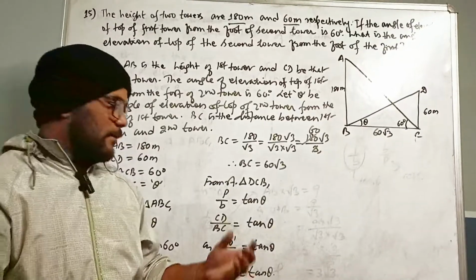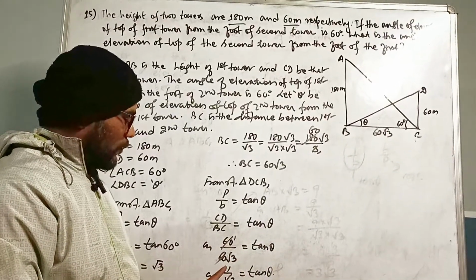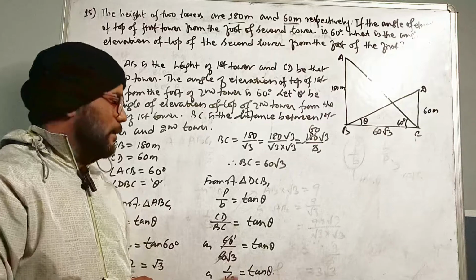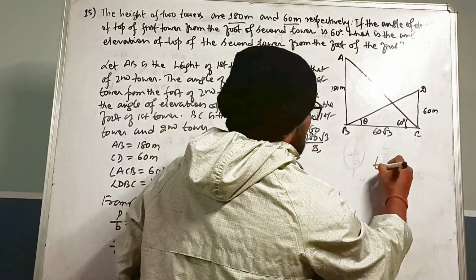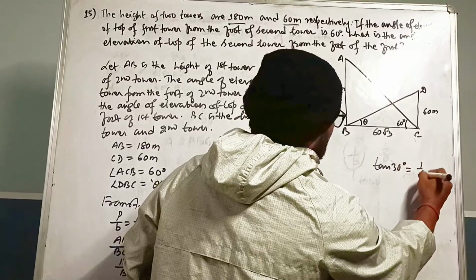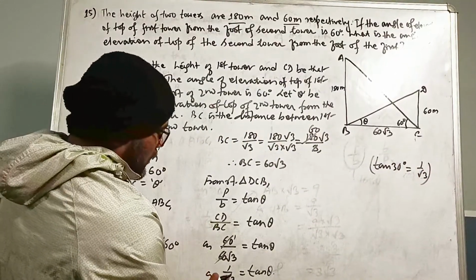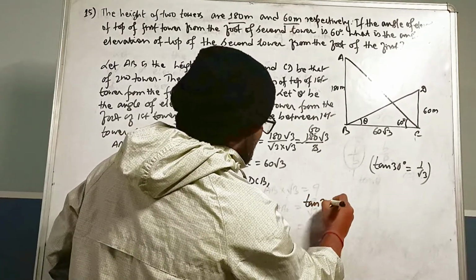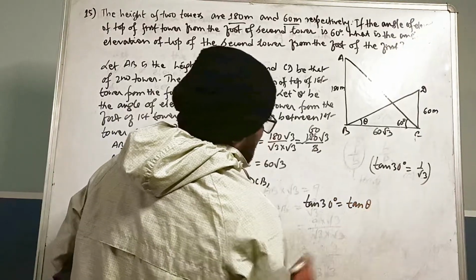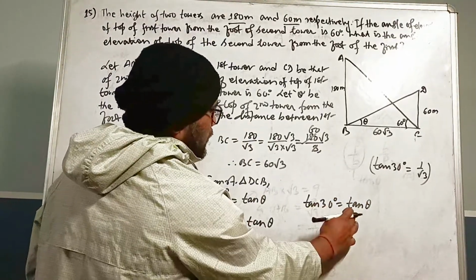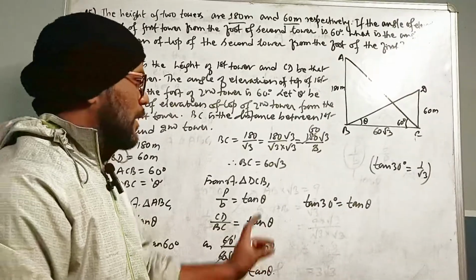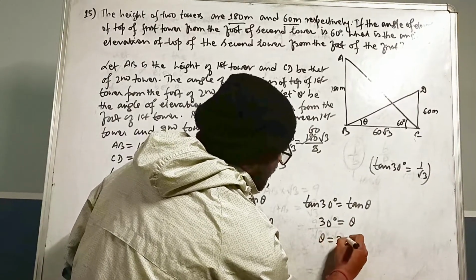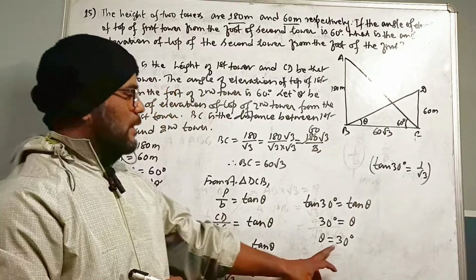So dear students, we know the value of 1 by root 3 is tan 30 degree. That means tan 30 degree equals 1 by root 3. Clear? So in this place, you just replace 1 by root 3 by tan 30 degree. So tan 30 degree equals tan theta. It is clear that tan theta will be cancelled. Just omit it and you get the final value that theta equals 30 degree.